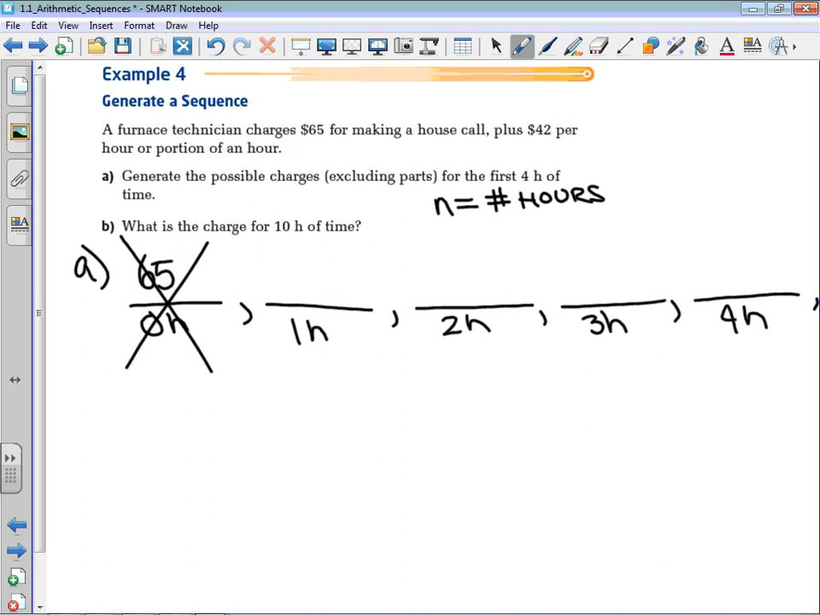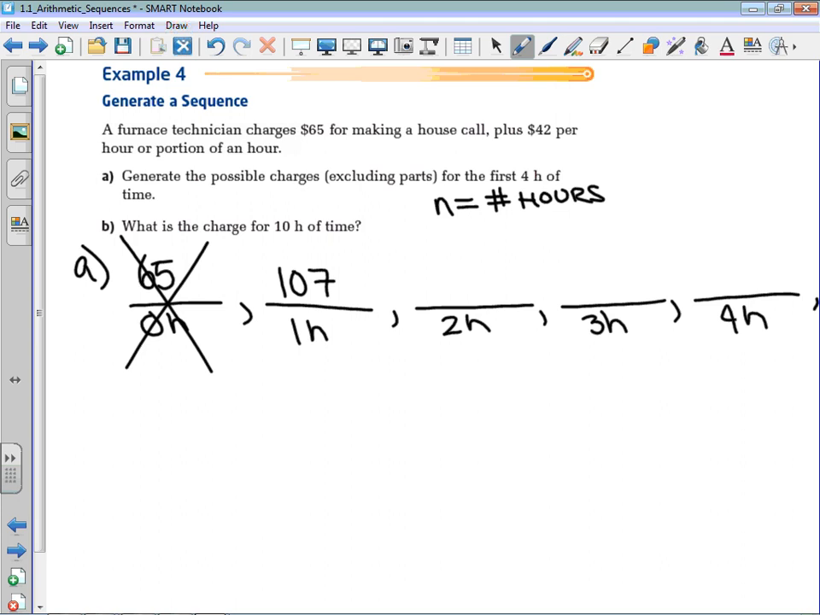If they work for an hour, it's 65 plus 42, so we get to 107. Now, we're not going to keep getting charged that $65 because he's at our house now. So we're just going to keep on getting charged $42 per hour for every hour that she works.